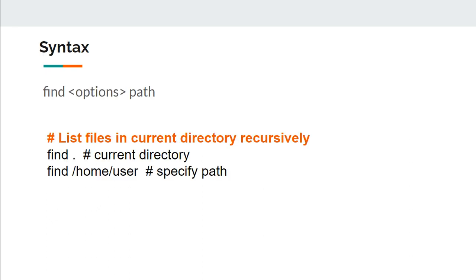Okay, so the syntax is very simple. Find, in which path you want to find, and what you want to find. We can give different options based on which we are searching for files in this particular path. By default, if you don't specify what you want to search, it will list all the files in the current directory. So let's say if I type find dot, it will give all the files in my current directory.